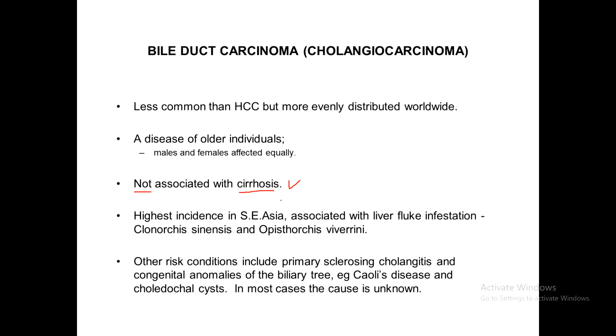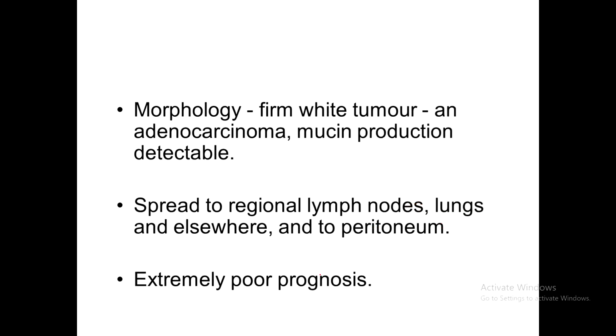The highest risk for cholangiocarcinoma is in Southeastern Asia, and the most important etiological factor there is liver fluke infestation. So, if an MCQ asks you the most important cause of cholangiocarcinoma, it is liver fluke infestation. Other risk conditions include primary sclerosing cholangitis and congenital anomalies of the biliary tree like Caroli disease or choledochal cyst, but most commonly the etiology is unknown.